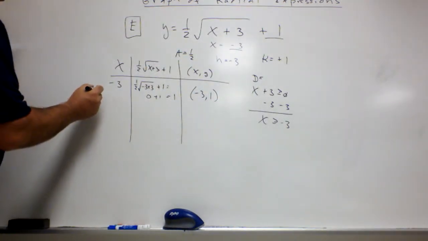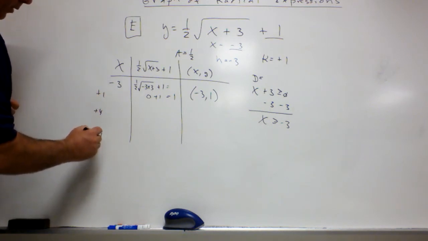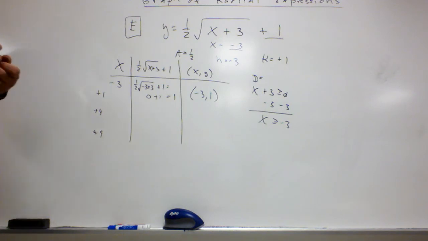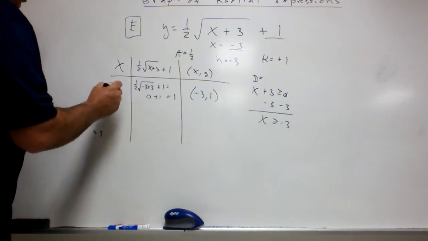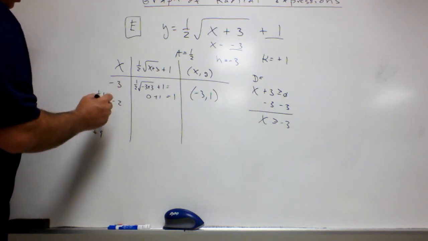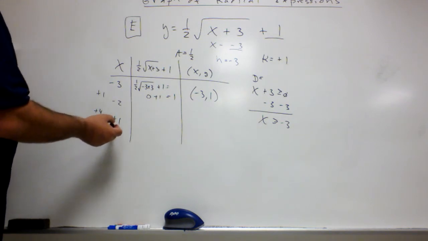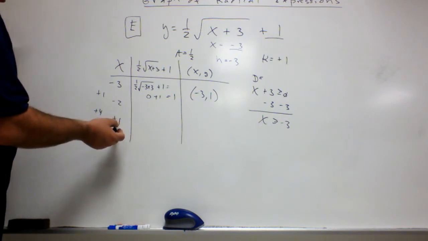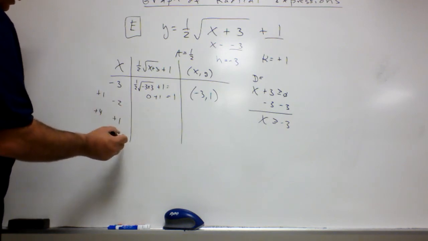Then what we want to do is we want to add 1 to it, we want to add 4 to it, and we want to add 9 to it, so we get a nice clean square root out of this part of the problem. So if we add 1, we get -2. If we add 4, we get positive 1. And if we add 9, to negative 3, we get positive 6.